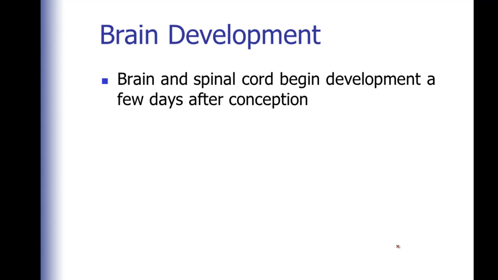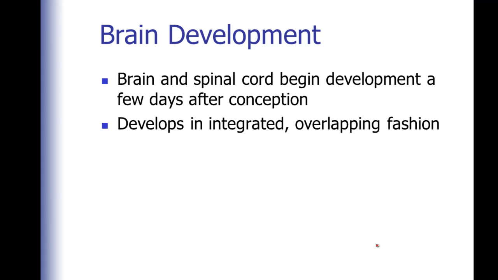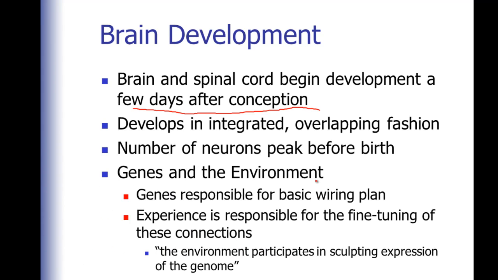Then what effect does that have on brain development? Well, the brain and spinal cord begin to develop a few days after conception. Isn't that interesting? So much for the crew that says life doesn't begin until they're born. A few days in, they have a spinal cord and brain. Then it develops in integrated, overlapping fashions, and the number of neurons peaks at birth, of course. And then genes and environment: genes are responsible for the basic wiring plan, and experience is responsible for fine-tuning. The environment participates in sculpting expression of the genome. It's that basic: it's the genes and the wiring and the experiences they have.